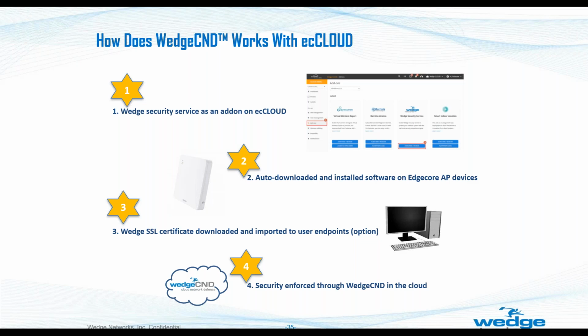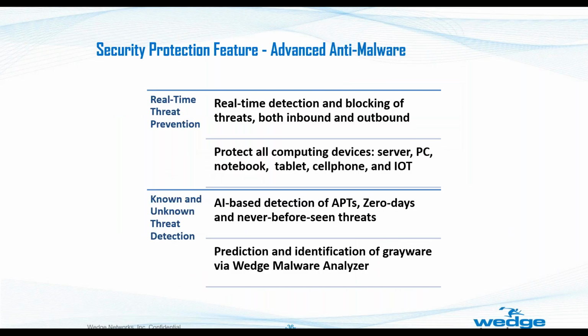Okay, here's the introduction to the security protection features of WedgeCND. So WedgeCND offers industry-leading advanced malware protection. Malware refers to a wide range of malicious software, including viruses. You may know the virus is one kind of malware. Trojans, worms, spyware, backdoor software, and so on, those are called malicious software or malware.